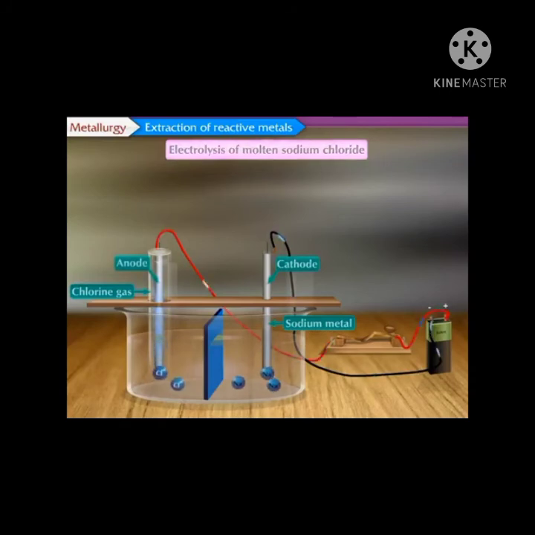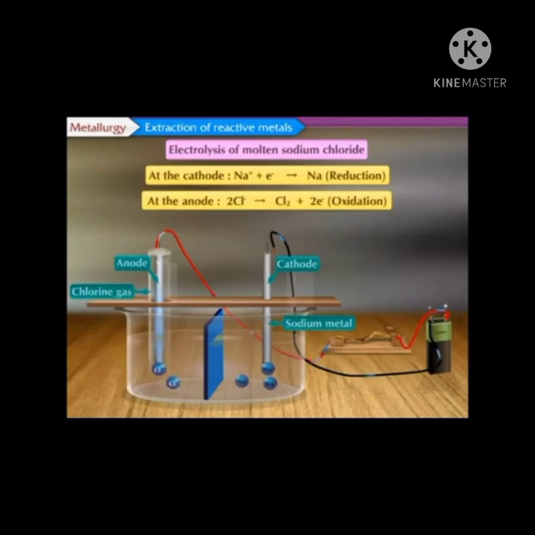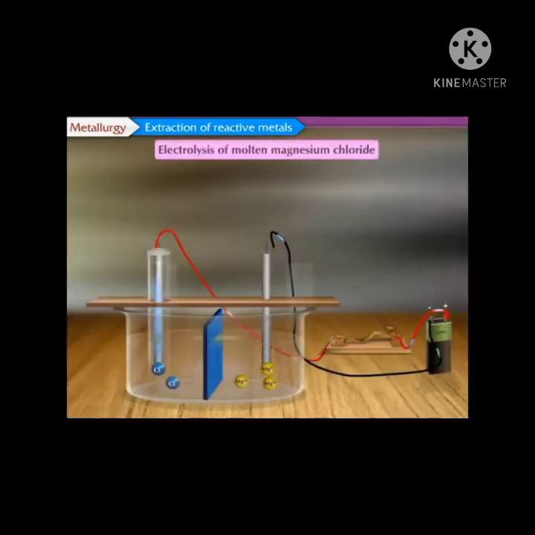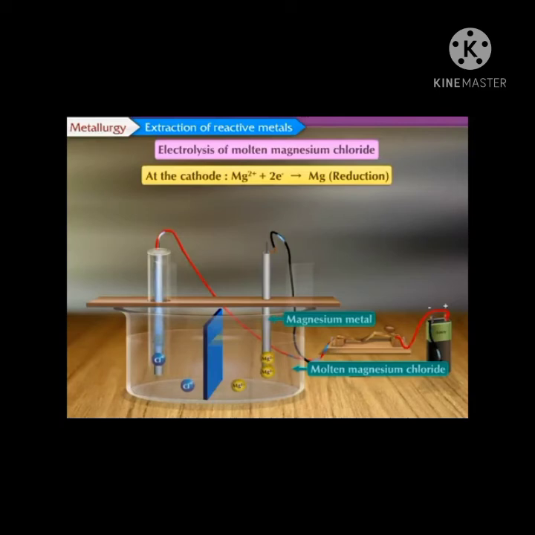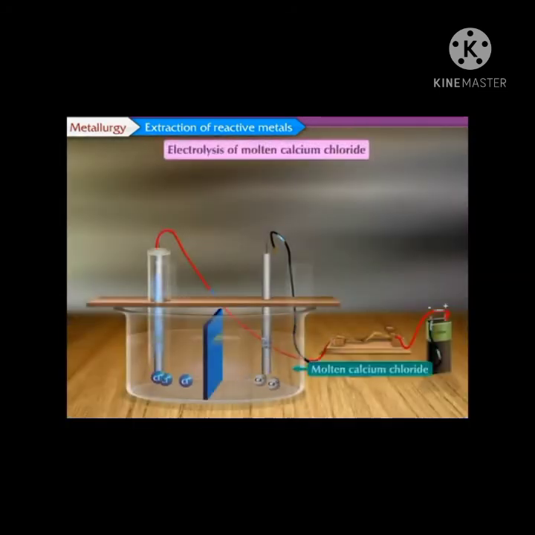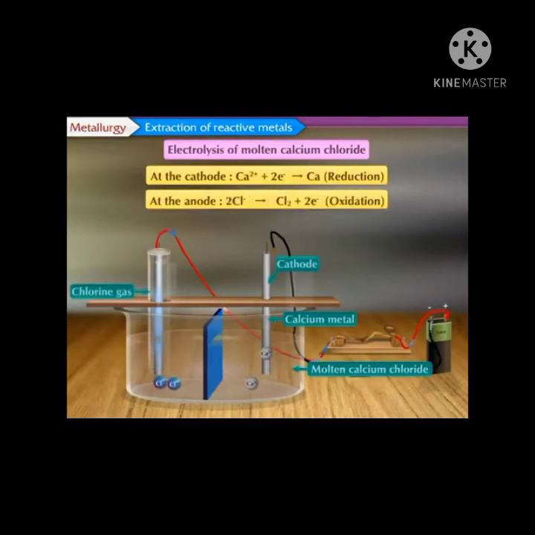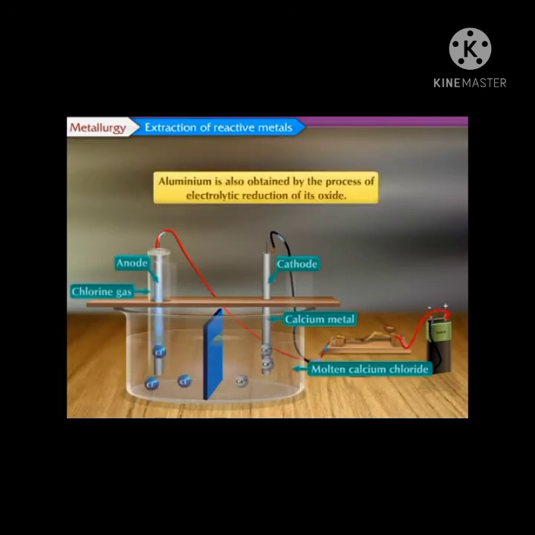For example, in the electrolysis of molten sodium chloride, sodium metal is obtained at the cathode and chlorine gas is obtained at the anode. In the electrolysis of molten magnesium chloride, magnesium metal is obtained at the cathode and chlorine gas is obtained at the anode. In the electrolysis of molten calcium chloride, calcium metal is obtained at the cathode and chlorine gas is obtained at the anode. Similarly, aluminium is also obtained by the process of electrolytic reduction of its oxide.